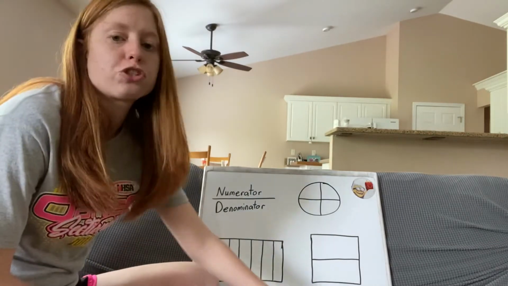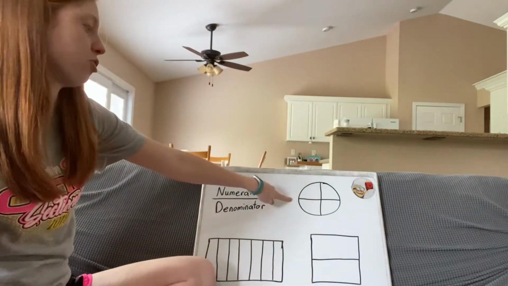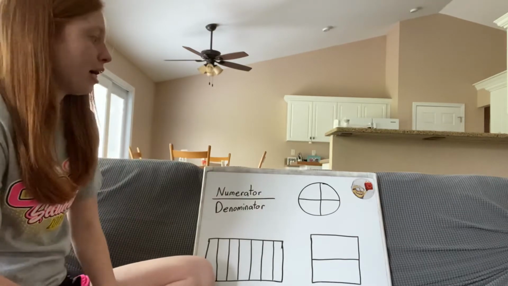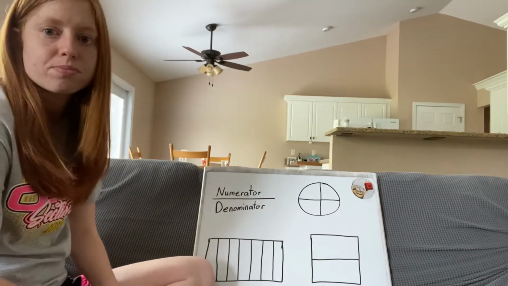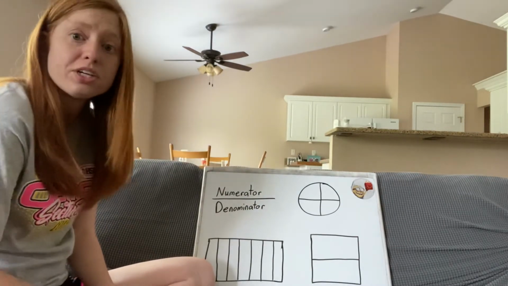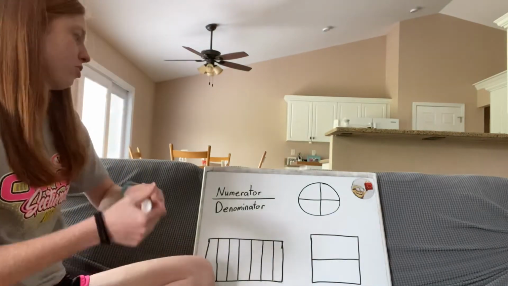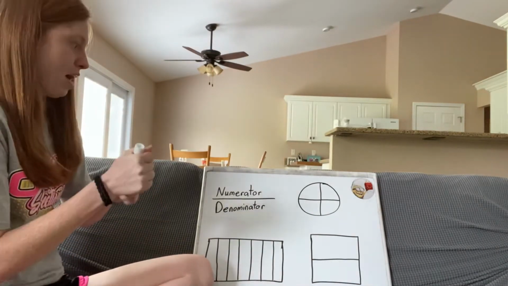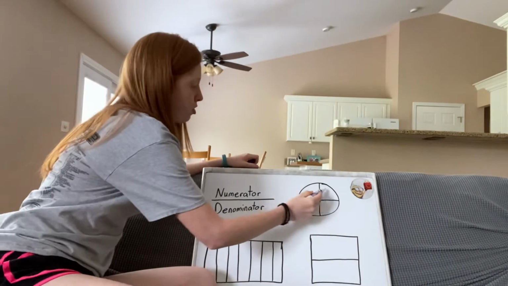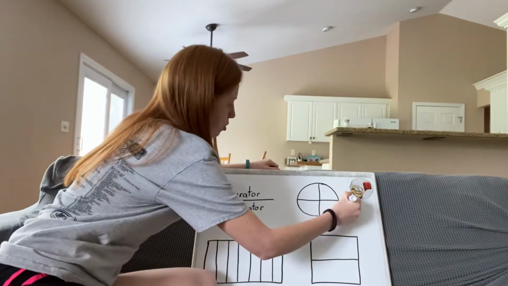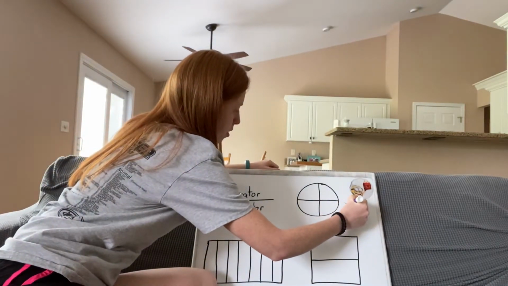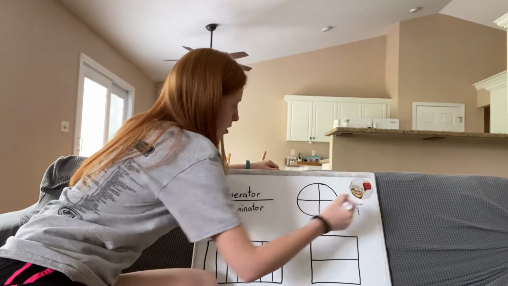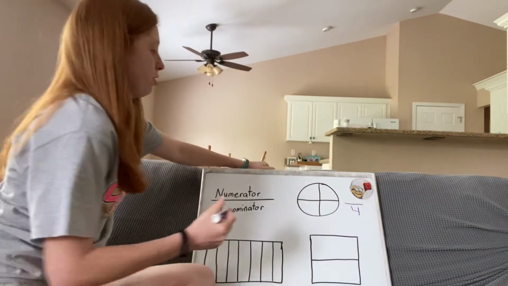So let's try this. Let's look at this circle over here. How many parts are in the circle? Good, 4 parts are in the circle. So to make the fraction for it, so I have 1, 2, 3, 4, I'm going to put a 4 as my denominator because there's 4 equal parts.